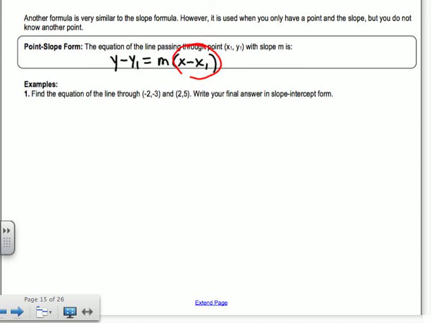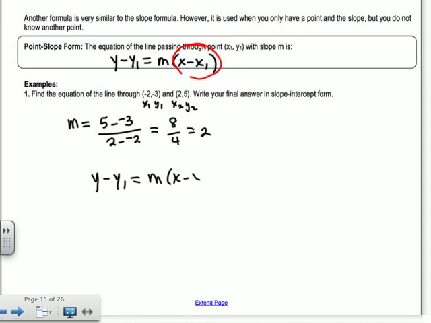All right, number 1, find the equation of the line through -2, -3, and 2, 5. Write your final answer in slope-intercept form. So m is change in y over change in x. So I have 5 minus a -3 over 2 minus a -2. So I get 8 over 4, which is 2. So now I have the slope and I have a point, so I'm going to use point-slope form. You can use either point, it doesn't matter.